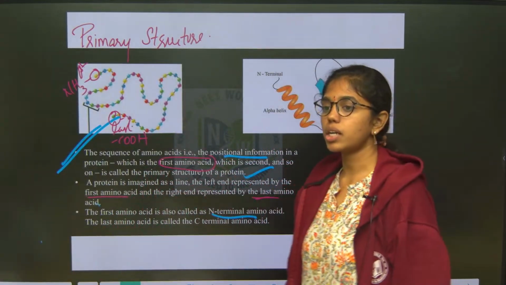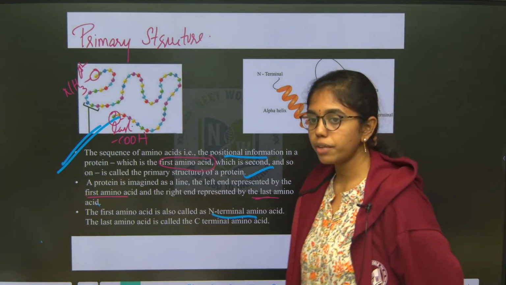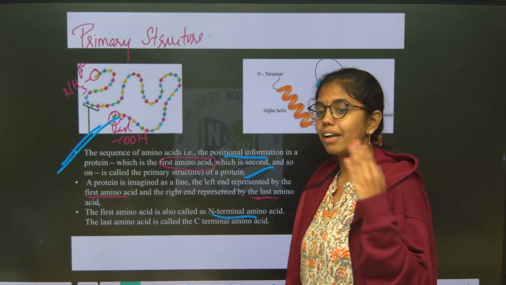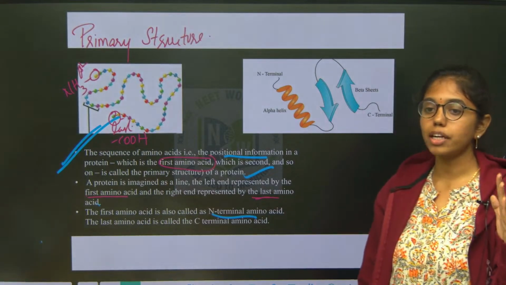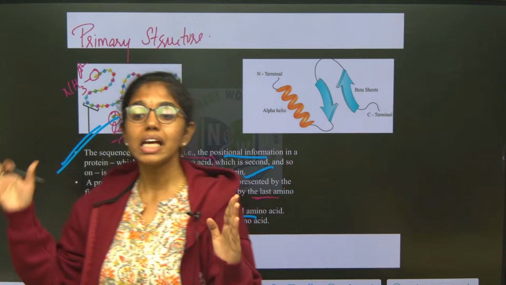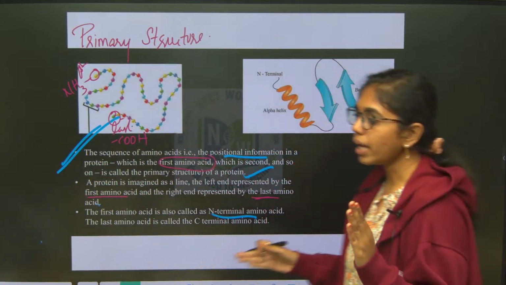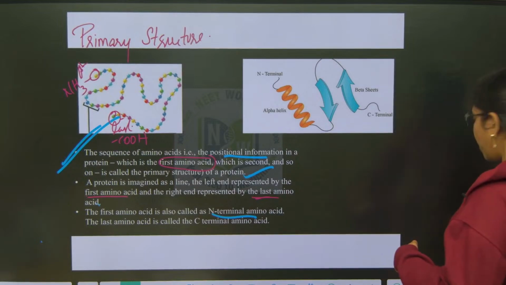Understood the primary structure? In the primary structure, what will you get to know? Positional information of amino acids. At the left end, you will have the first amino acid, called the N-terminal amino acid. At the last, you will have the C-terminal amino acid, at the right end. Okay, clear? Any doubts anywhere? Next.